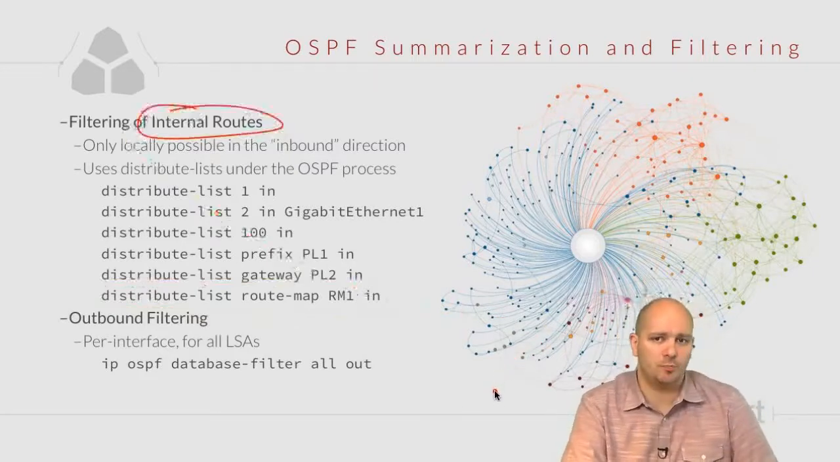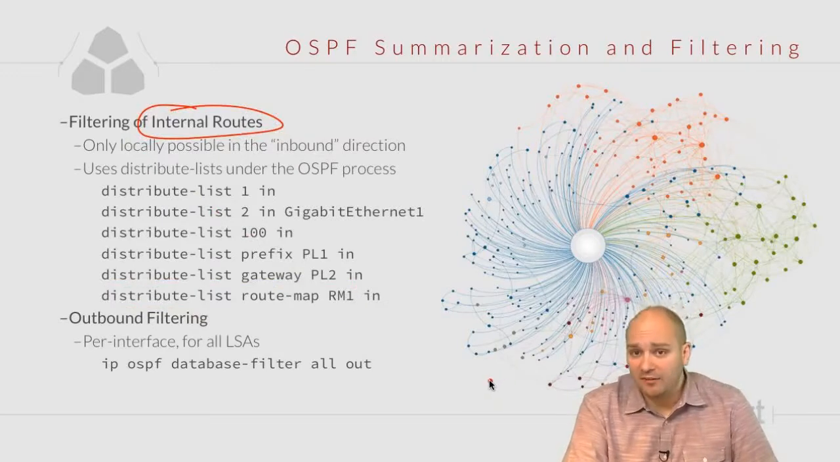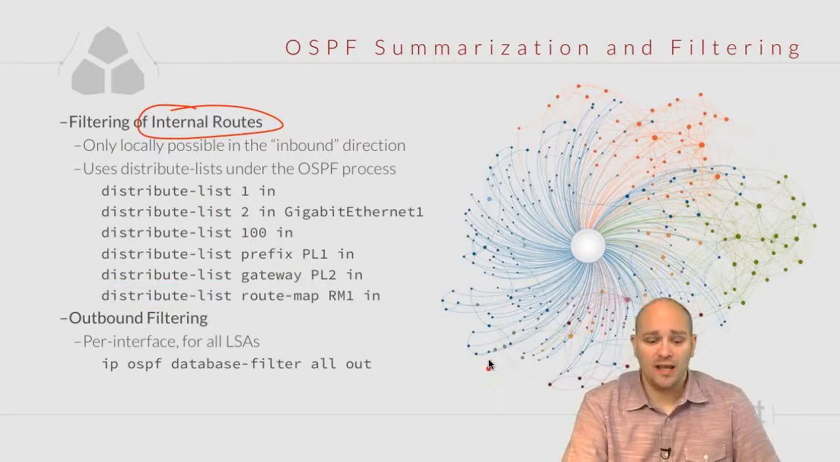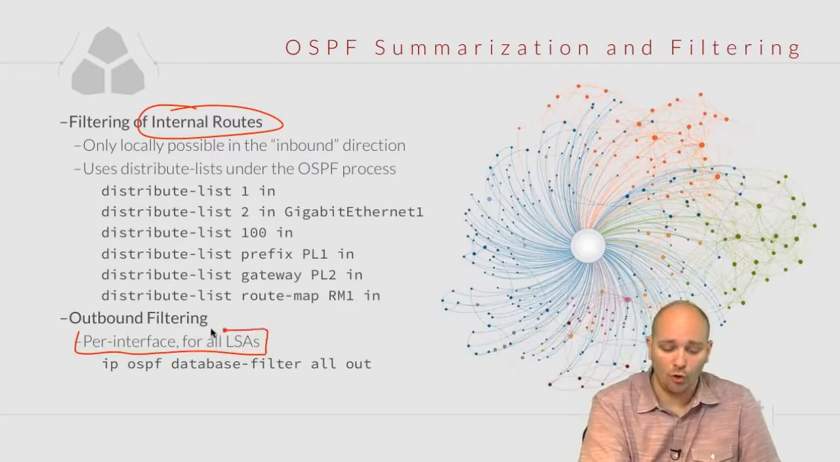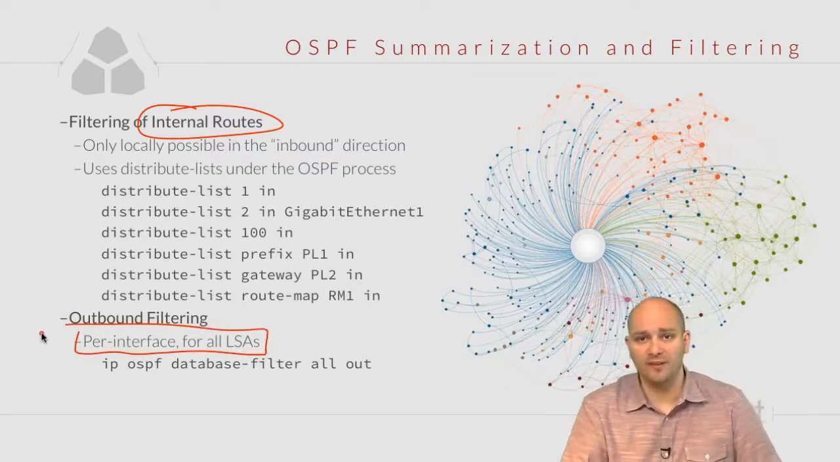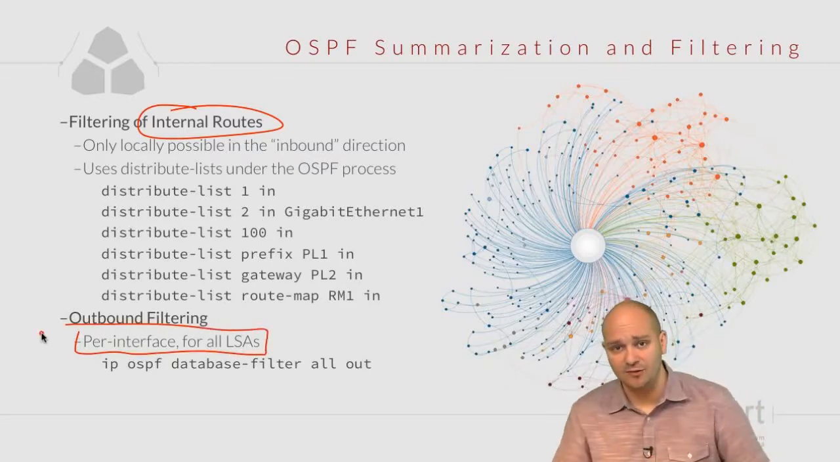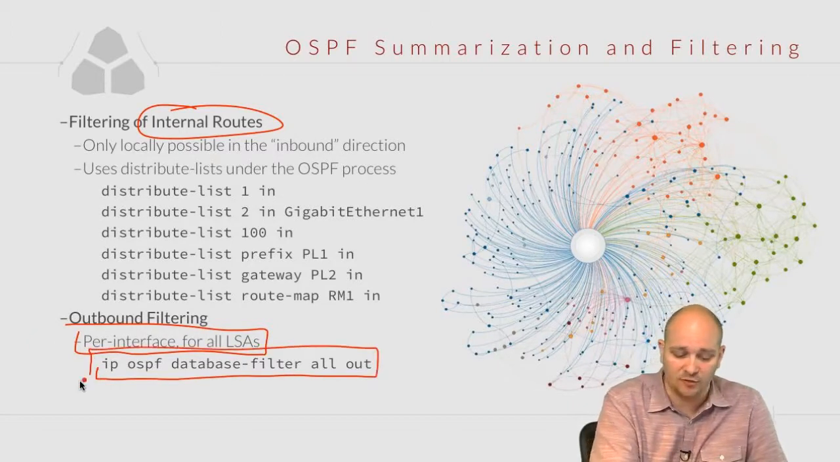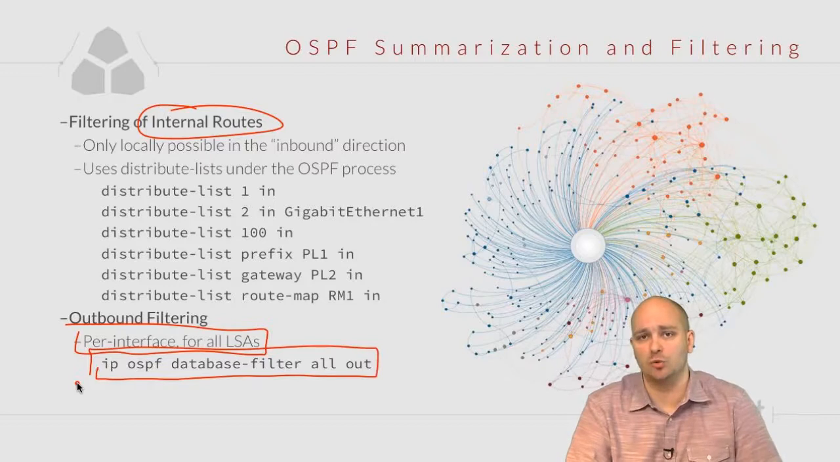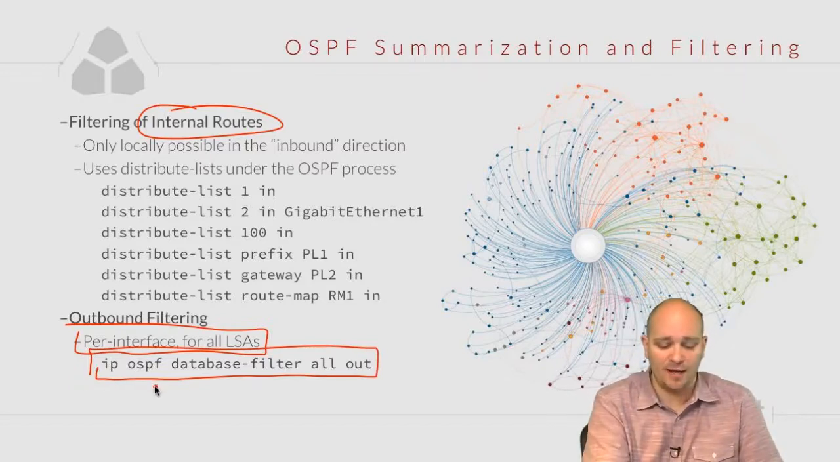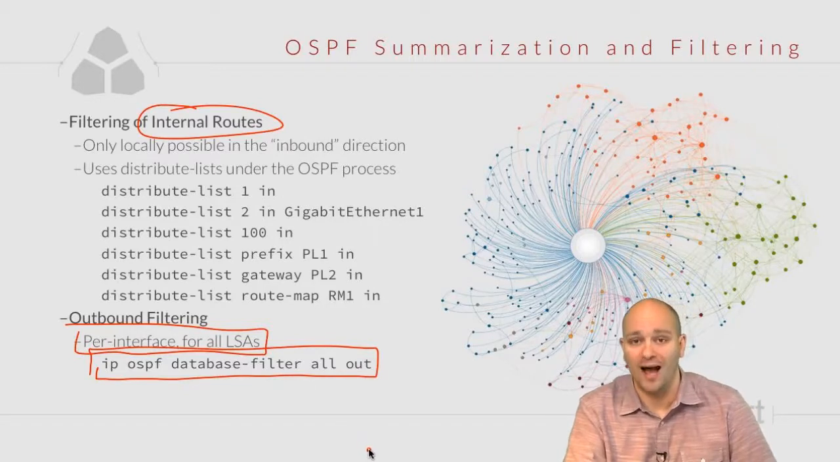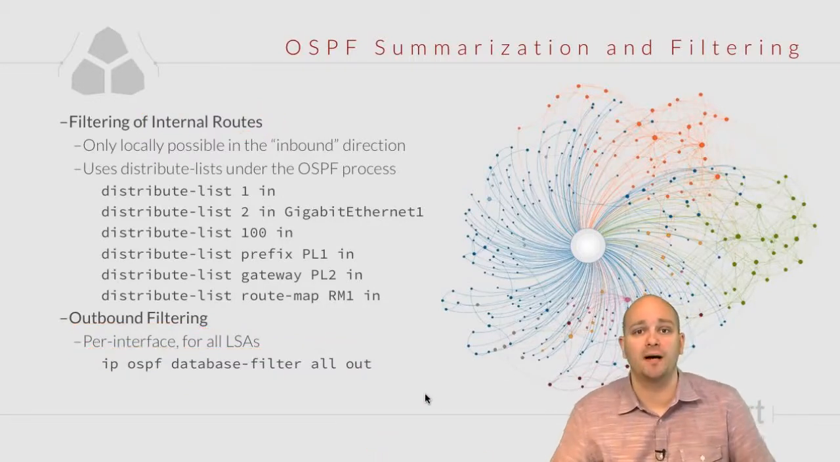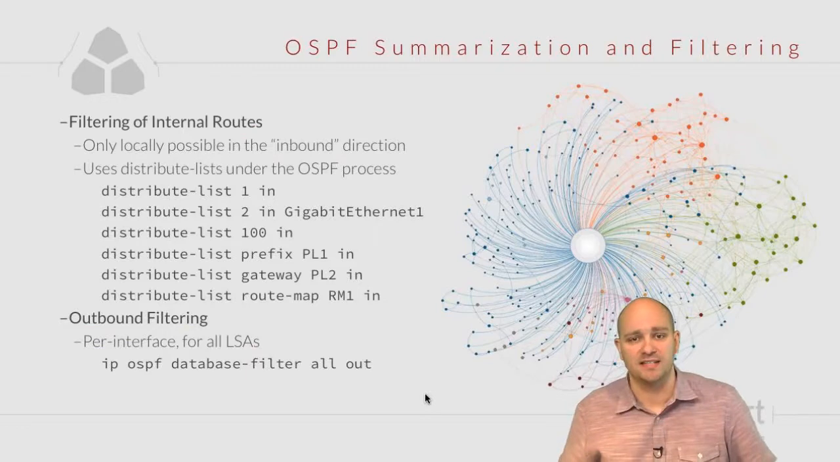But what about the outbound filtering? Well, tough luck there. You have only per interface all or nothing. The only way to filter the LSAs as they are being advertised to other neighbors is to tell our router that on this interface we don't actually want to advertise any LSAs. And the command to do that under the interface will be ospf database-filter all out. That is simply going to stop advertising any LSAs out of this interface.